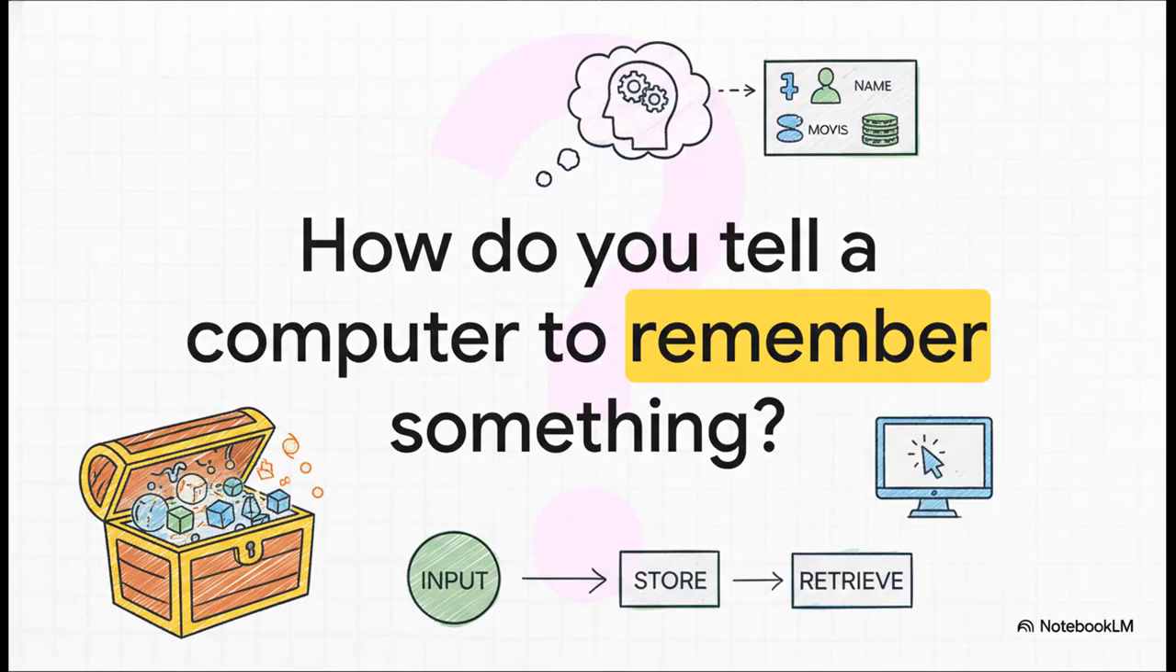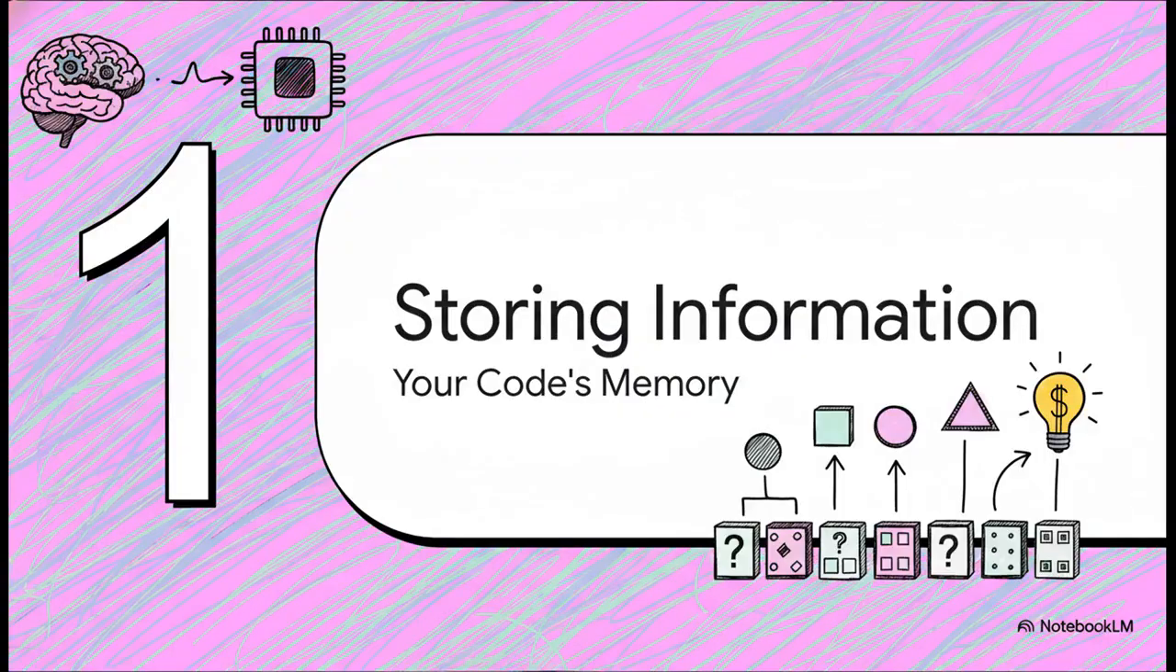So let's start with a really simple question. How do you tell a computer to remember something? I mean, if you want it to hold on to a number or someone's name or a list of your favorite movies, what's the command for that? How do you create that little memory slot inside your program? Well, the answer is one of the most important ideas in all of programming. We're talking about storing information so we can find it and use it again later. And for that, it's time to meet the variable, basically your code's very own memory.